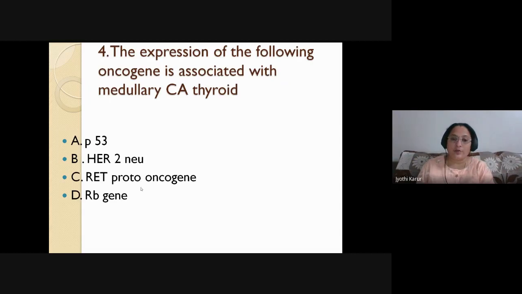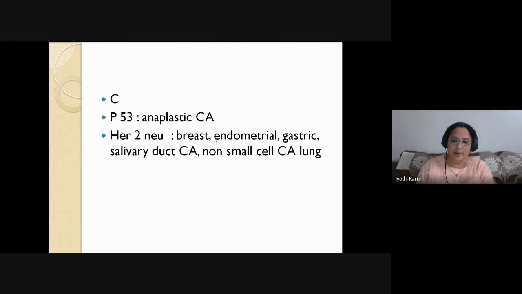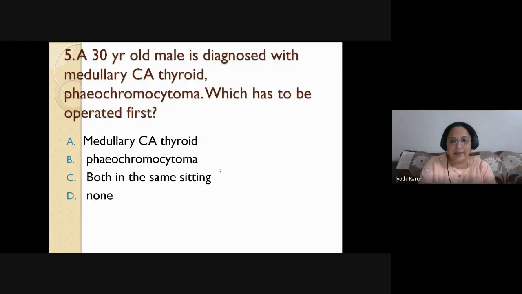That's why I told you about prophylactic thyroidectomy for the RET carriers. So medullary carcinoma of thyroid is RET proto-oncogene. Okay. RB, the retinoblastoma gene, is for a different carcinoma. So P53 for anaplastic, HER2/neu for breast, endometrial, gastric, salivary duct, and non-small cell carcinoma of lung. Please read this.